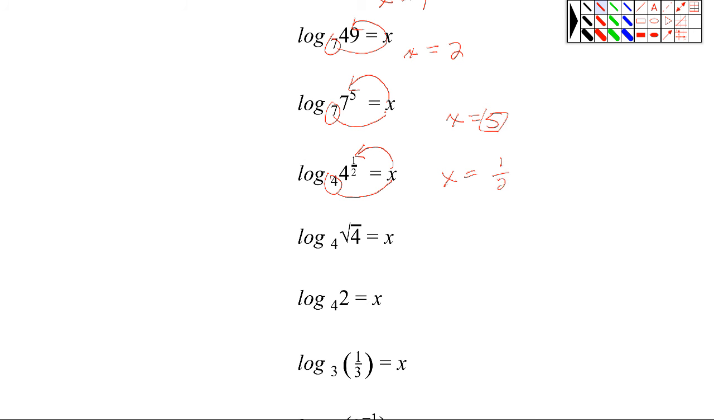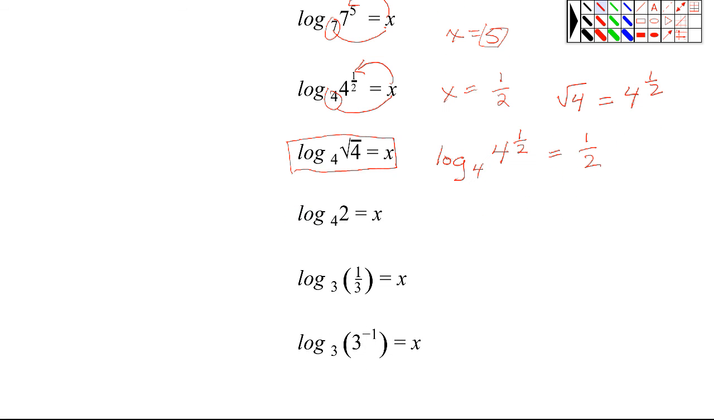Now, what this brings to mind, and one of the reasons I'm looking at this, is to do a little review of what fractional exponents mean. So hopefully you remember that the square root of 4 means the same thing as 4 to the 1/2 power. So if you are given log base 4 of the square root of 4, you may want to first rewrite it as log base 4 of 4 to the power of 1/2, and then it becomes more obvious that the answer is 1/2.